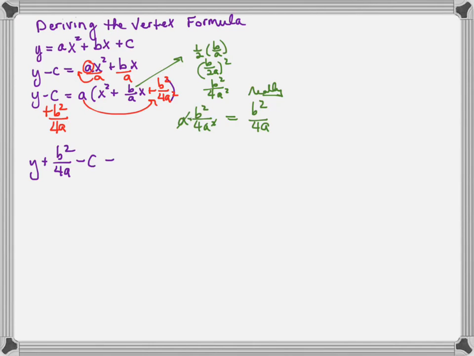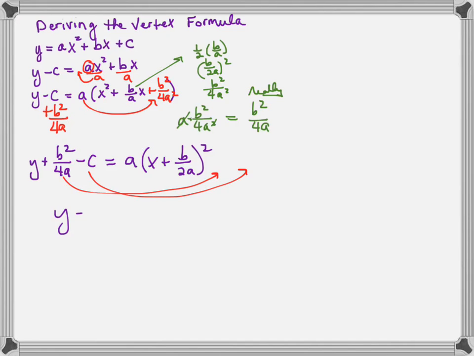So then I have y plus b squared over 4a minus c equals a times the quantity. Now I factored it, because that was the whole point of adding the part in red. So it's a perfect square. It's x plus b over 2a, squared. So if you were to FOIL out x plus b over 2a times x plus b over 2a, you would get the trinomial in the step above it.